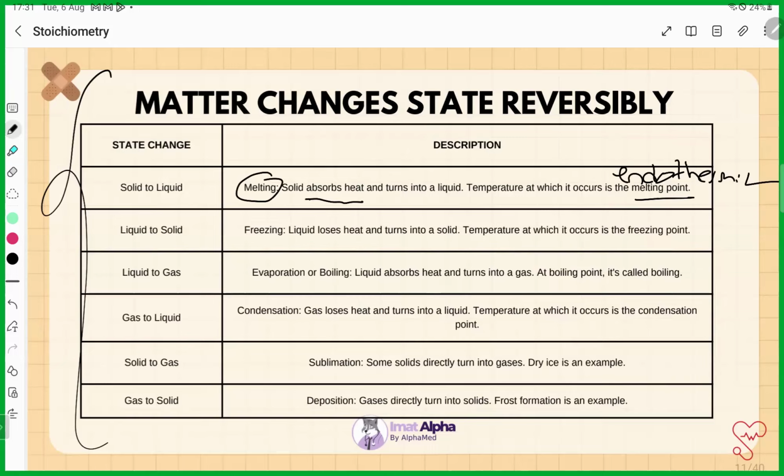Liquid to solid is freezing. The liquid loses heat, which means it produces heat, so freezing is exothermic. Liquid to gas, evaporation or boiling, absorbs heat, so it's also endothermic.